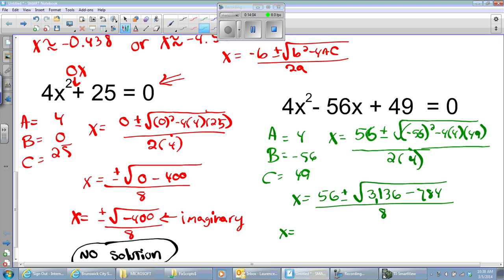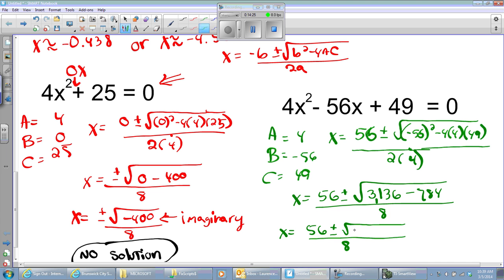X is going to equal 56 plus or minus. Some of you might be wondering, hey, should I divide the 56 by the 8? I'm not going to because I've got to remember the 8 won't be gone. It'll still be under this, whatever this is. It might come out to a whole number. In fact, in this one, I think it will, or possibly an integer. But for right now, I'm going to leave it as is.